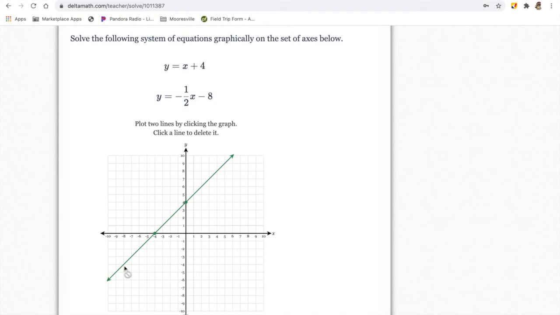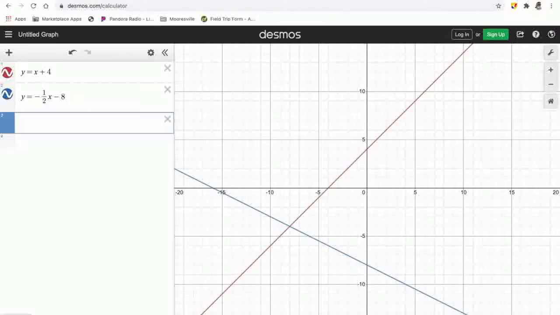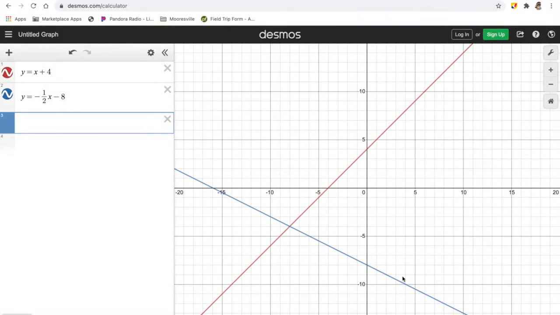If I do something wrong and that ends up being the wrong line, all I have to do is click it and it'll disappear. I can start over. Okay, so it's real simple. So there's the first line. For the second line, I'm going to go back. Okay, so that was the red line that I just graphed. Now I'm going to graph the blue line.